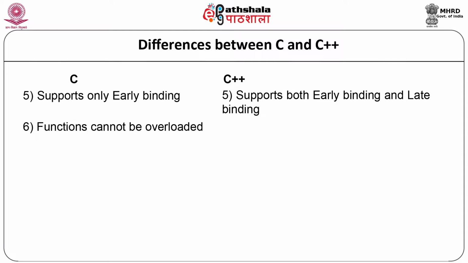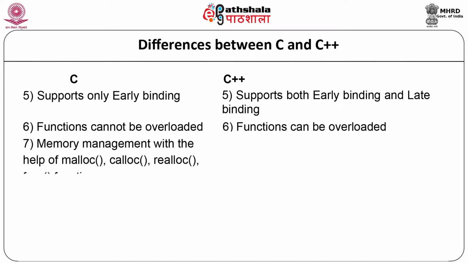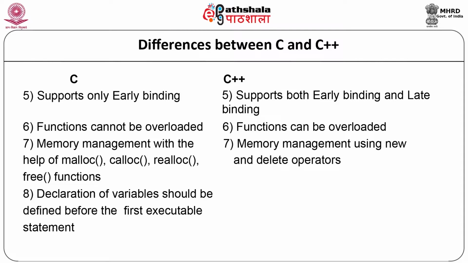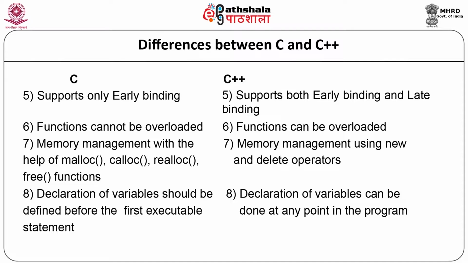Functions cannot be overloaded in C. Functions can be overloaded in C++. Memory management is done by the built-in functions such as malloc, calloc, realloc and free in C language. Memory management is done by the operators new and delete in C++ language. In C, declaration of the variables has to be done before the first executable statement within a block, making the declaration of variables more rigid. In C++, declaration of variables can be done at any point in the program wherever necessary, making declaration of variables more flexible compared to the C language.